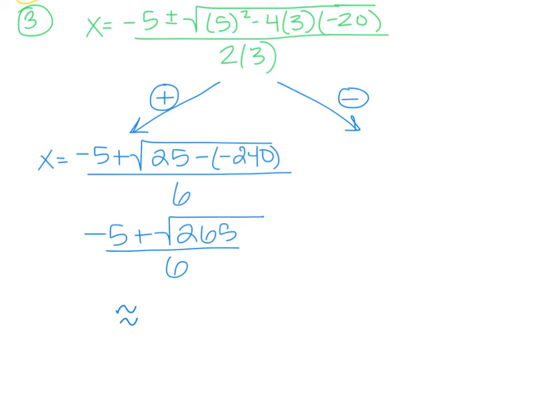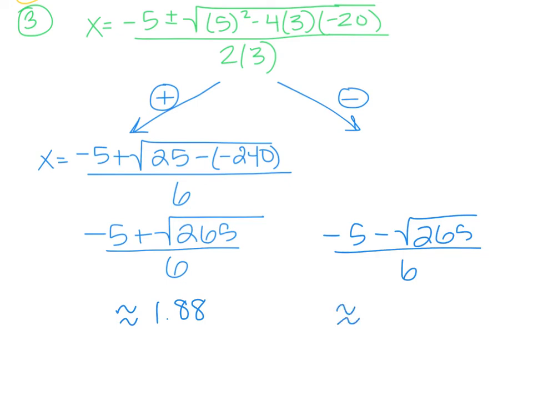After I simplify my a, b, and c, I end up with negative 5 plus the square root of 265 divided by 6. And then plugging that into the calculator, I get approximately 1.88. Similarly, when I do the subtraction, I'll end up with negative 5 minus the square root of 265 over 6. And when I plug this one into the calculator, I get approximately negative 3.55. So I now have two solutions, approximate solutions. These are my exact solutions up here, my approximate solutions down here, and you guys are ready to do some practice.